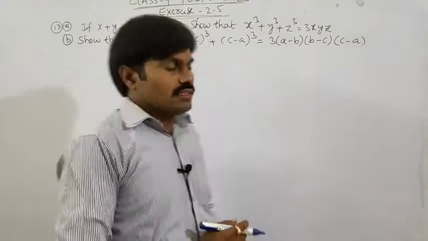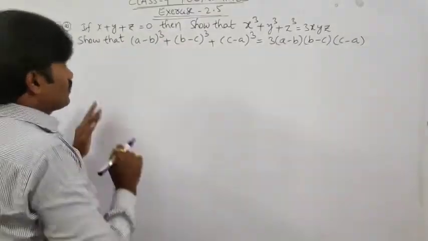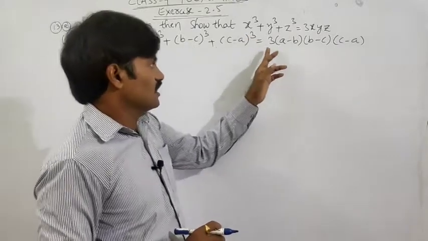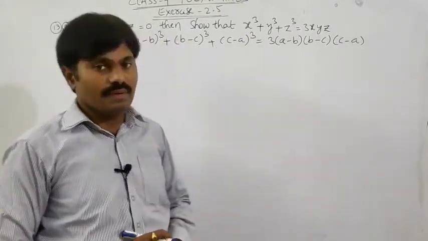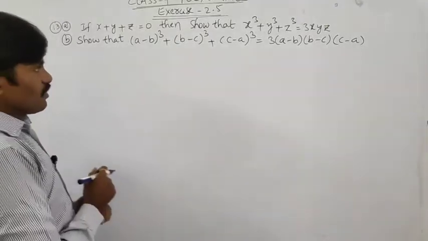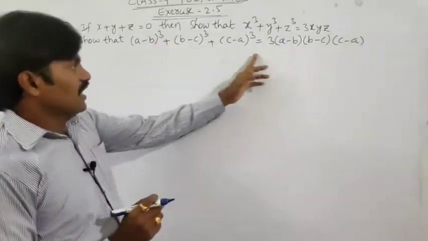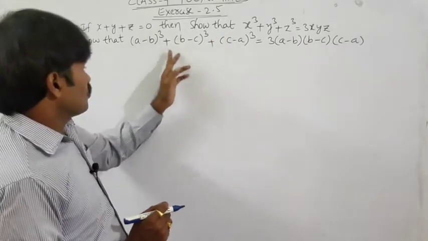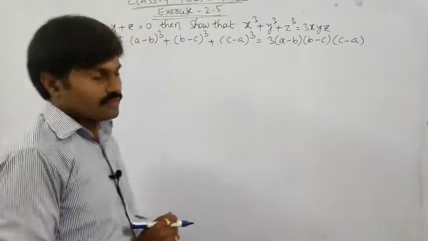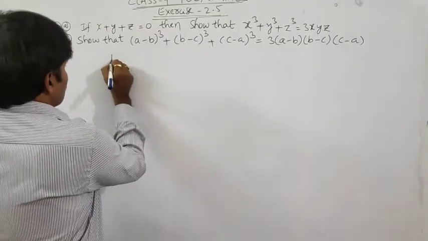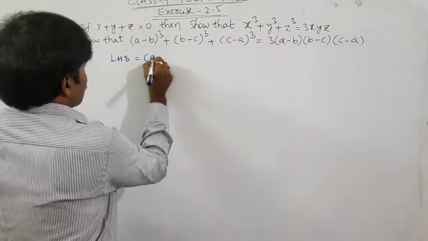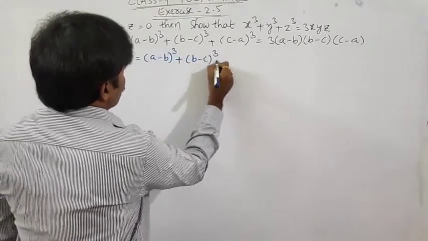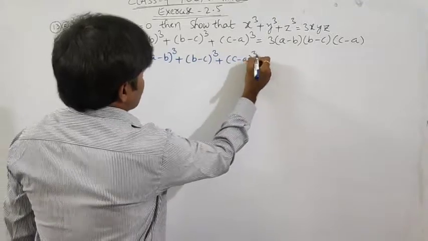Dear students, this is the second one related to the 13th problem itself. Show that a minus b whole cube plus b minus c whole cube plus c minus a whole cube is equal to 3 into a minus b into b minus c into c minus a. See how to solve this problem. If you observe the left hand side of this result, it is in the form of x cube plus y cube plus z cube. So consider LHS is equal to a minus b whole cube plus b minus c whole cube plus c minus a whole cube.